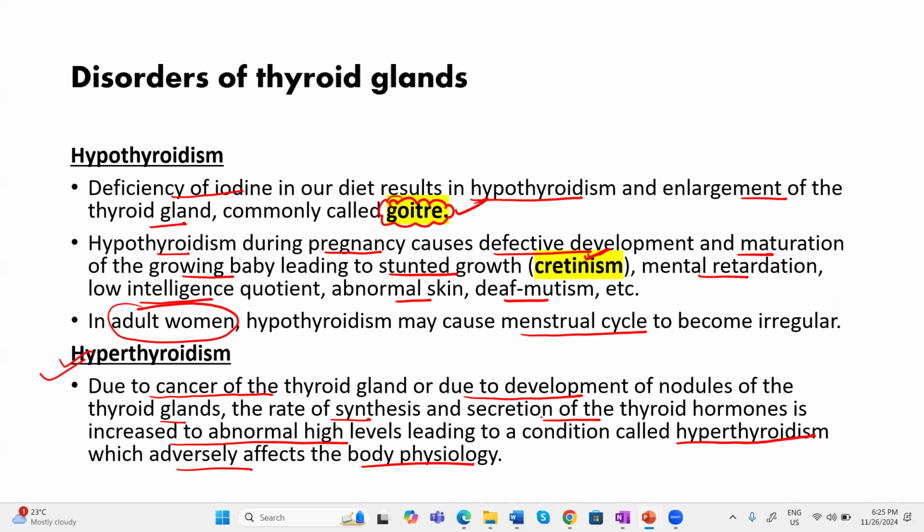Then deficiency, hypothyroidism, can lead to goiter, enlargement of the gland. Then it can lead to cretinism in children, and in adult women, the menstrual cycle becomes disordered.